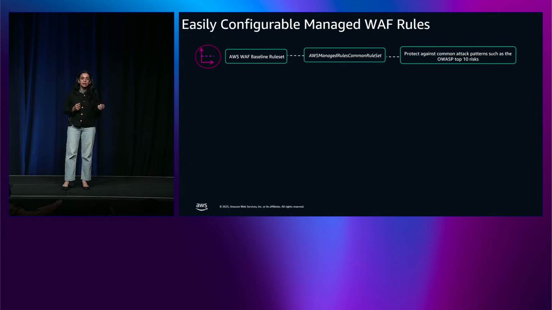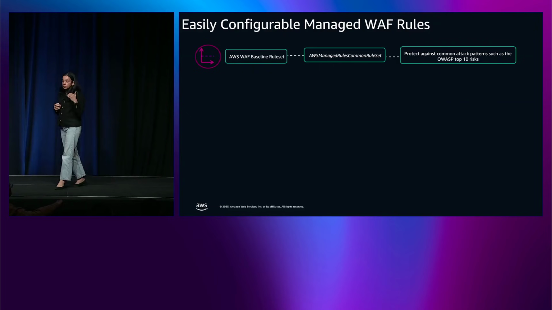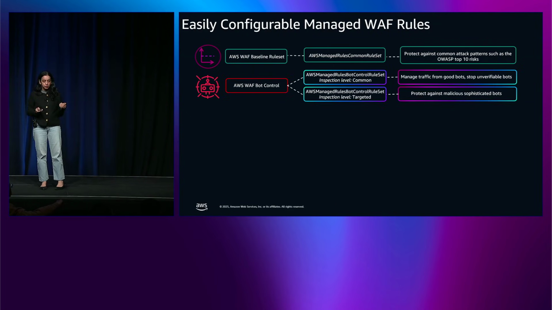Another example of a basic rule would be, hey, is my incoming request well formed? Is my URI correct? All of those things can be applied through a simple basic rule.